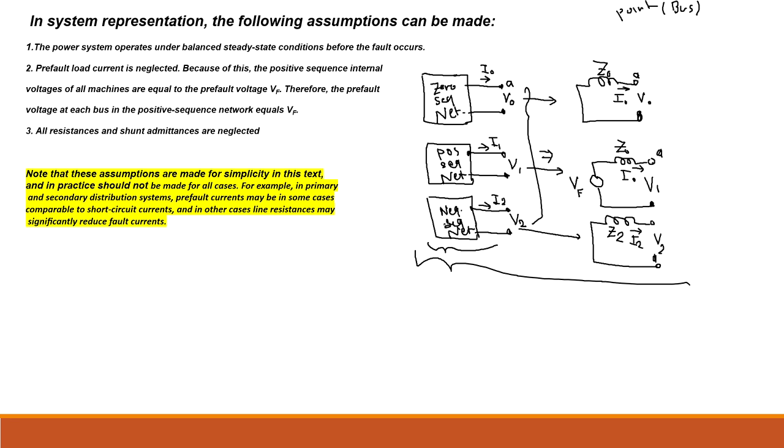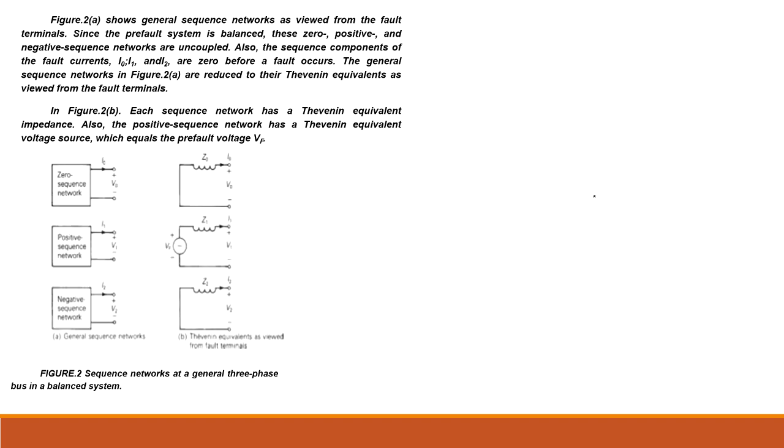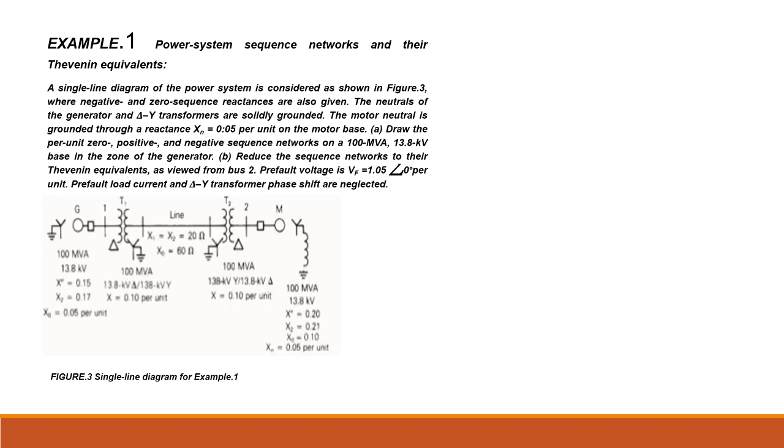Now, let us take an example, a numerical example, to illustrate how to find these sequence networks and how to find the Thevenin equivalent circuits. Let us take this example. We have a system, okay, and this system operating at balanced steady state conditions. At balanced steady state conditions, we need to find for this system the zero sequence network and the positive sequence network and the negative sequence network.